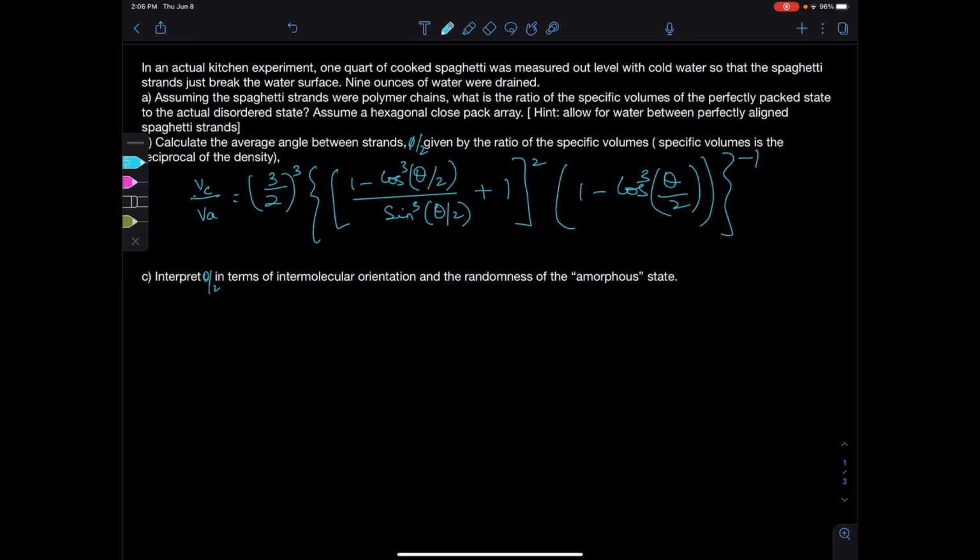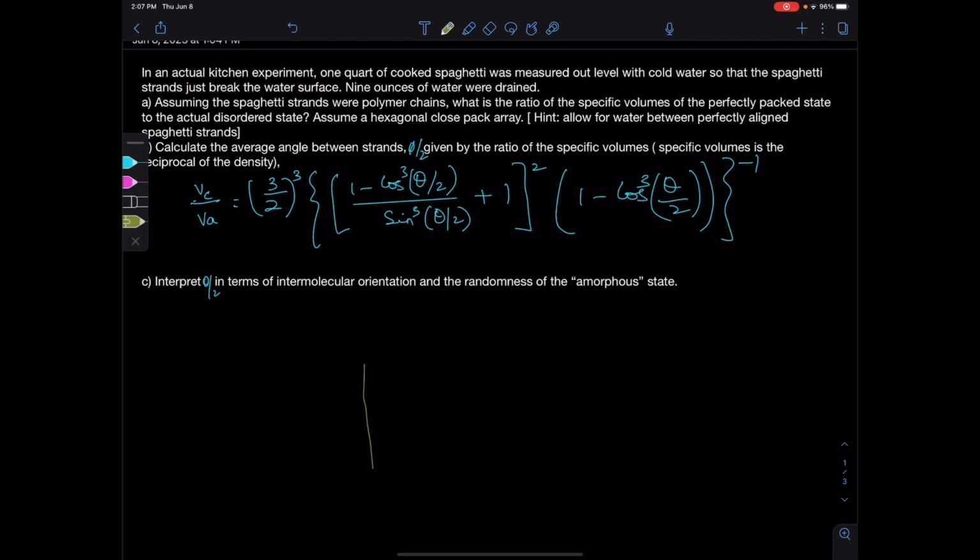Assume a hexagonal close packed array. Hint: allow for water between perfectly aligned spaghetti strands. Calculate the average angle between strands, theta by 2, given by the ratio of the specific volumes. Specific volume is the reciprocal of the density. Interpret theta by 2 in terms of intermolecular orientation and the randomness of the amorphous state.